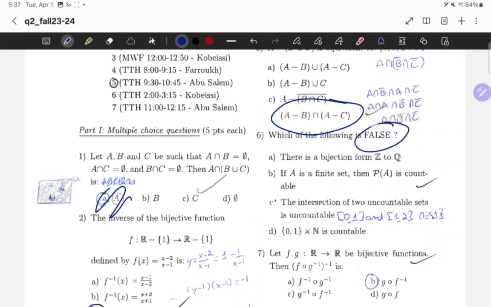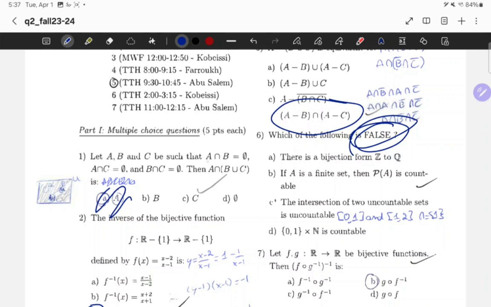So which of the following is false, not true, false? Okay, so there is a bijection from Z to Q. Why is there a bijection from Z to Q? Because Q is countable. Z is the set of all integers, and Q is the set of all numbers that can be written as quotients, like 2 over 3, or in general, x over y. So there is a bijection because Q is countable, okay.